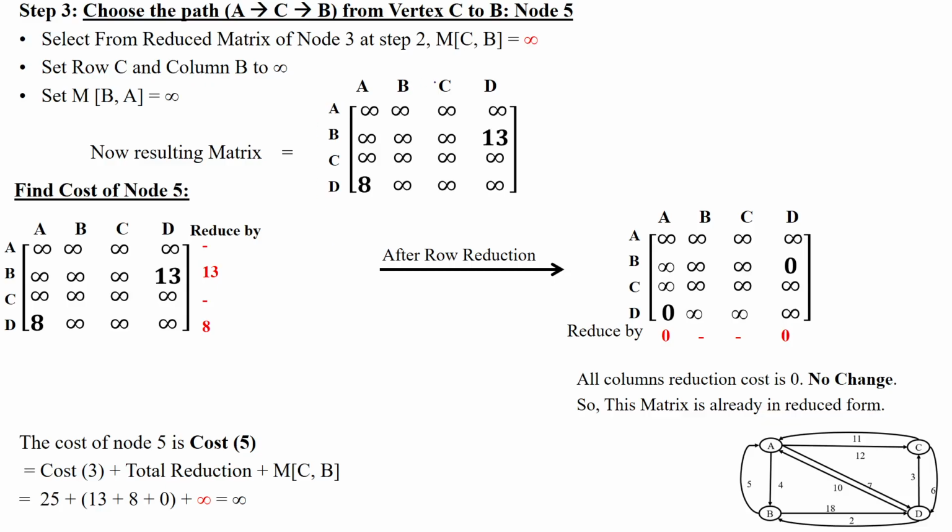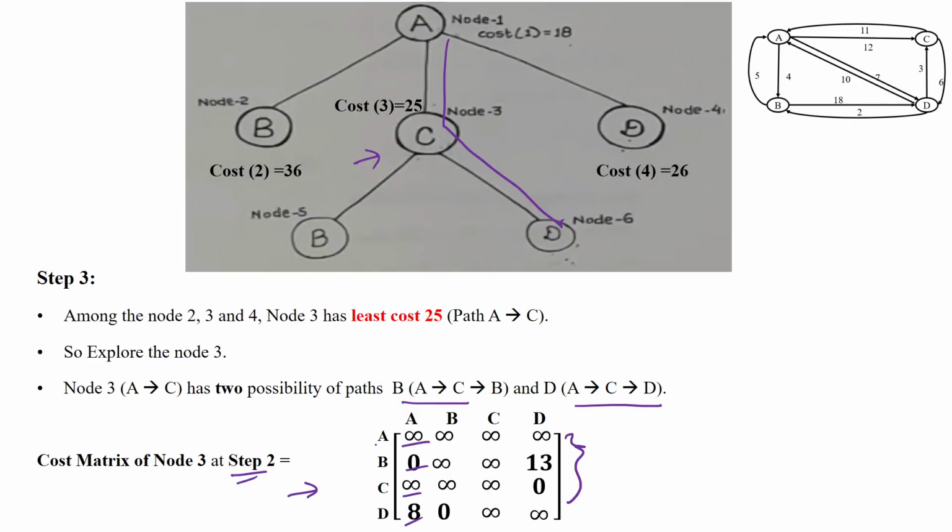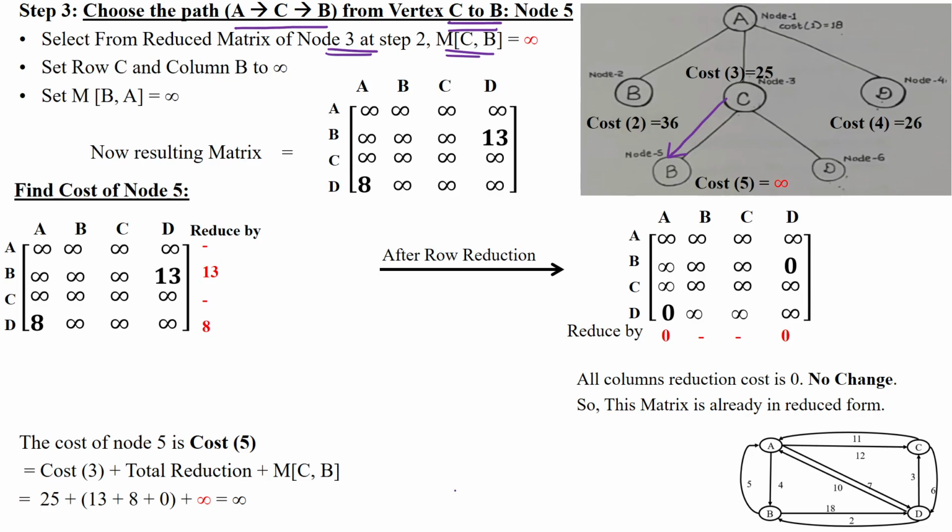From that, we are now making the path to B: A to C to B. We already reached A to C, now C to B. From the reduced matrix of node 3, we have to identify the value of M of C comma B. Here C is the row and B is the column, and that value is infinity. We make the entire C row infinity and column B infinity. So we made these two changes.